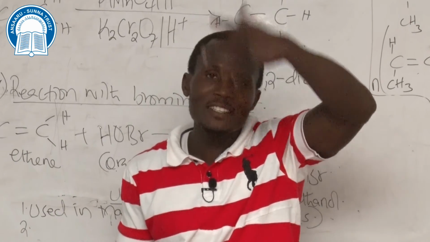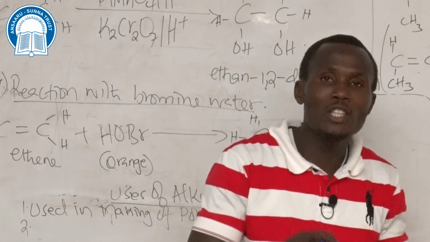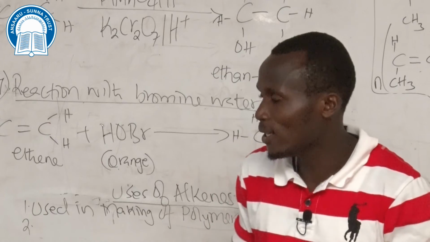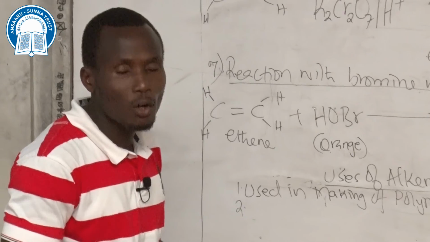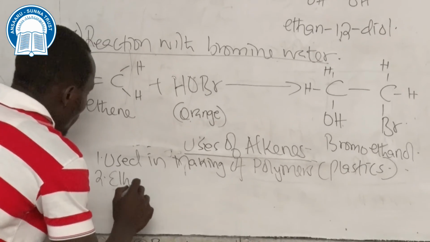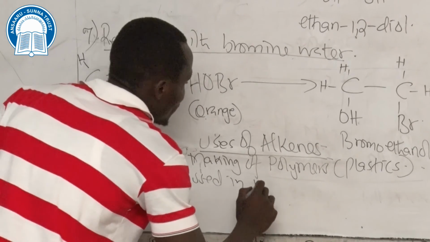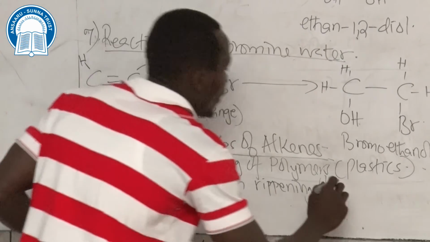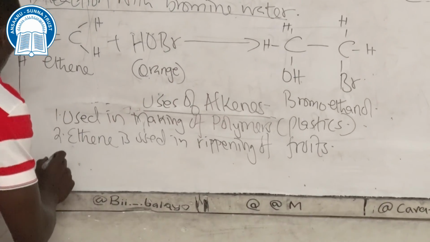Once they have been harvested, for them to ripen very fast, we put them in an enclosed place, then pump in some ethene gas to speed up the rate of ripening of those fruits. So we say ethene is used in the ripening of fruits.